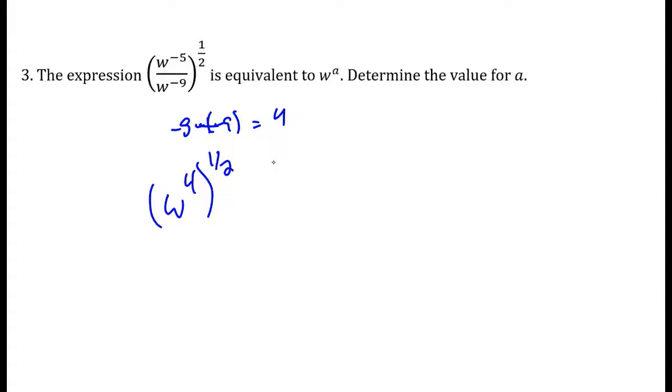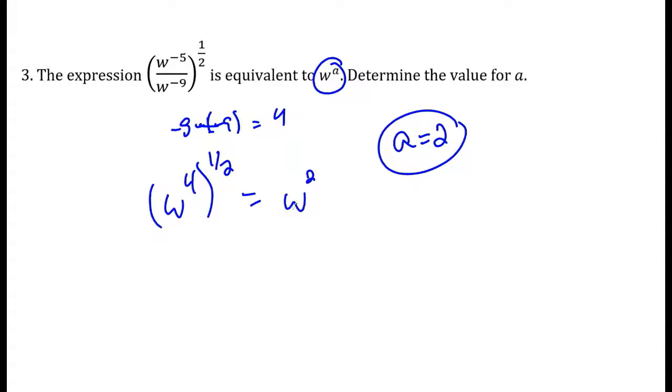There's two ways you can look at this. You can take the square root of that, or you can apply a power to a power property and get w squared. So a equals 2, because that's what I'm looking for. W to the a, w to the 2. So we had to use power to a power, or you could have said, I need the square root of w to the 4th, which still gives you w squared.